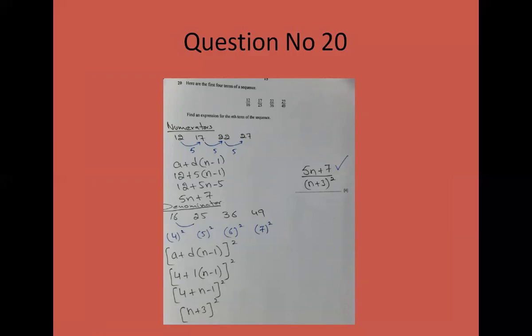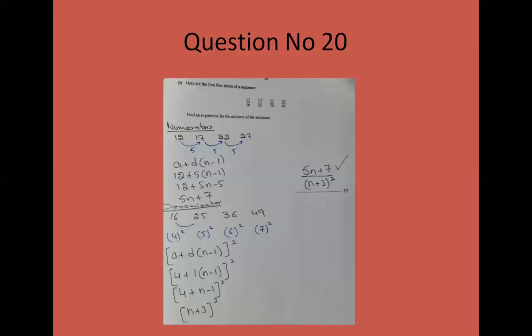(a plus d (n minus 1)) whole squared. So a is 4 and the common difference is 1. So you will have (4 plus 1(n minus 1)) squared. So we will have (4 plus n minus 1) whole squared, so you will have (n plus 3) whole squared. So for the denominators, the nth term will be (n plus 3) squared. For the numerator, the nth term is 5n plus 7. So we will have (5n plus 7) divided by (n plus 3) squared. So that's the nth term of this sequence.